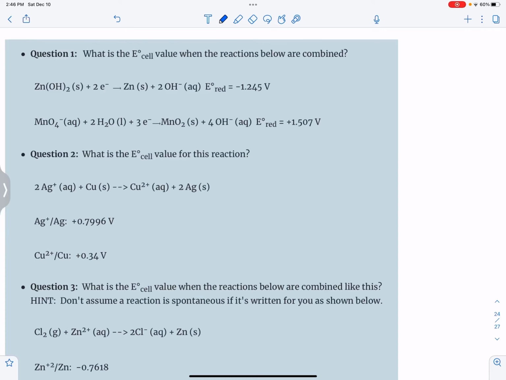So what's the E cell value when the reactions below are combined? In some of these, we're just given these values, and in some of them, we're given a reaction. We have to pay attention to the direction of what's going on in the reaction. So just keep that in mind.